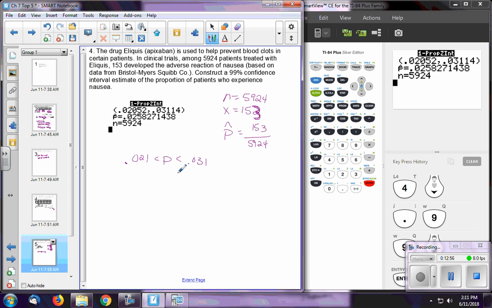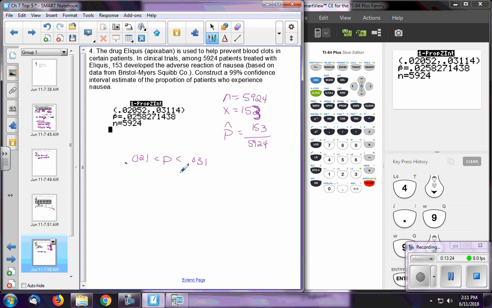So what can we say about this? We can be 99% confident that the true proportion, so we're talking about the population proportion now, not just these patients who did the clinical trial, of patients who will be affected by nausea is somewhere between 2.1% and 3.1%. So now this is, again, what we're estimating will happen to anyone who does in fact take this drug.